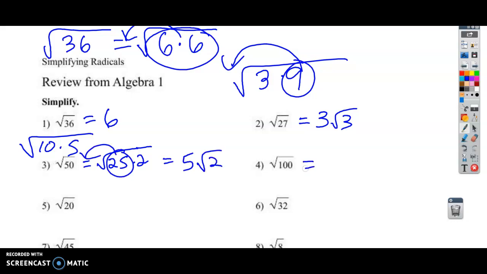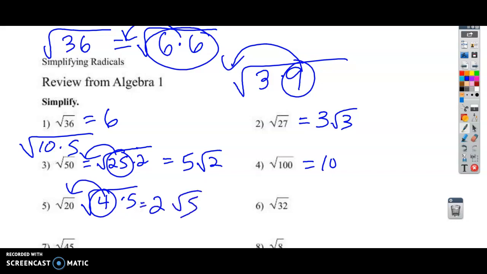Square root of 100 is a perfect square. Square root of 20. We could break that up into 10 and 2. But how's that going to help us? Well, what about 4 and 5? 4 and 5 might work. 4 times 5. Pull the 4 out because 4 is a perfect square. That's 2 root 5.